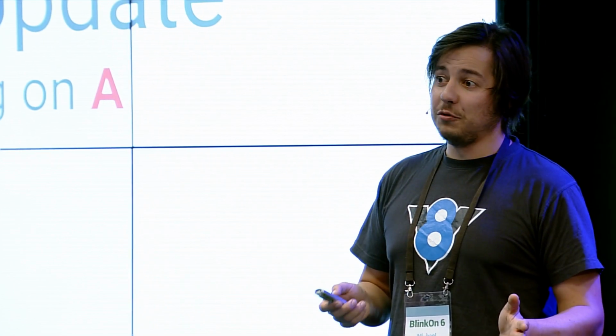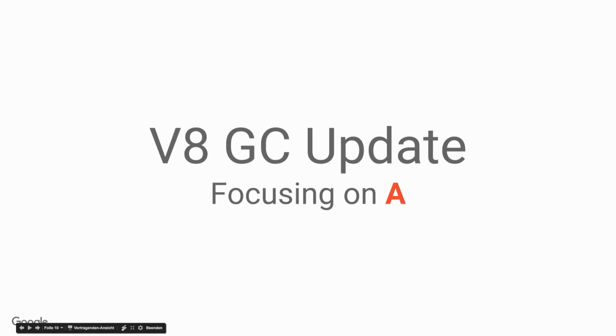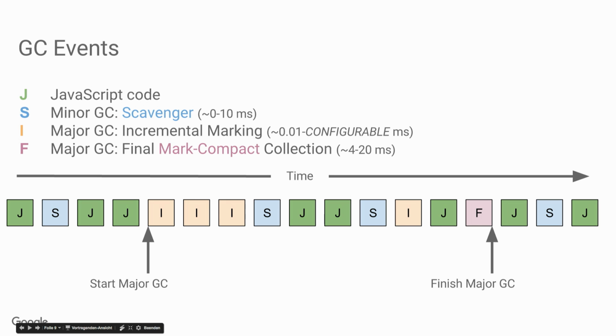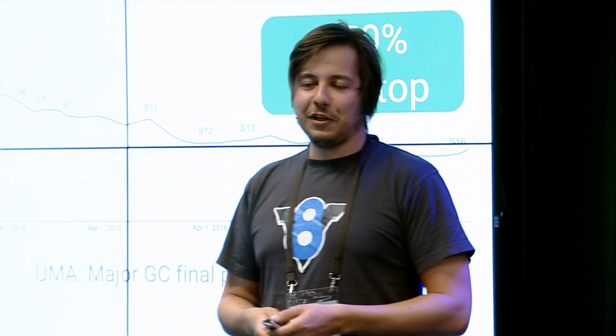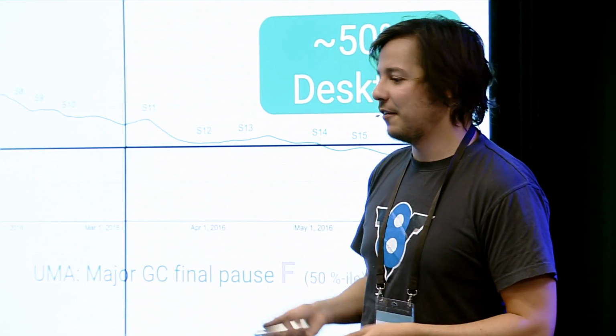What did we actually do now to optimize this? Basically, we are focusing currently on the A part still, the animation part. And for the A part, the final pause, as you can see on these pause times, is still the most critical one, as we think. So we've been introducing Orinoco through the last couple of months. What is it? It's our new GC.